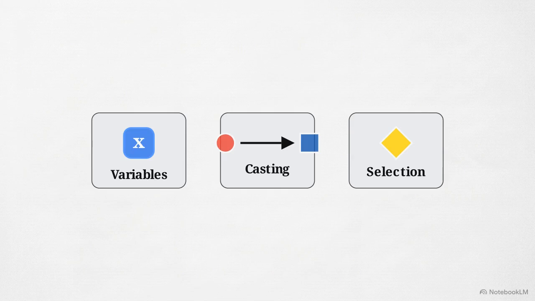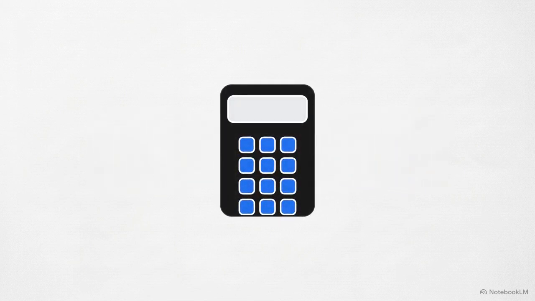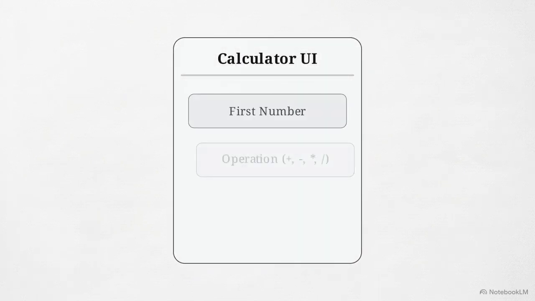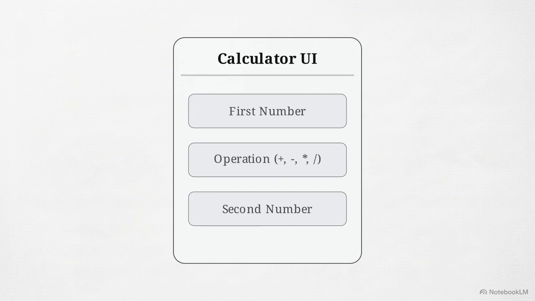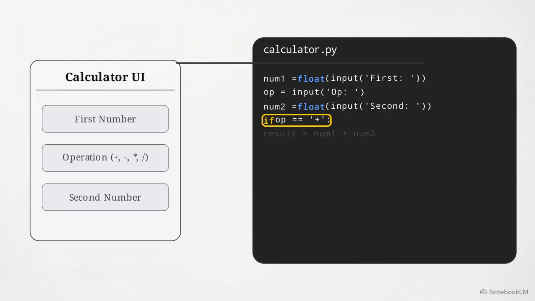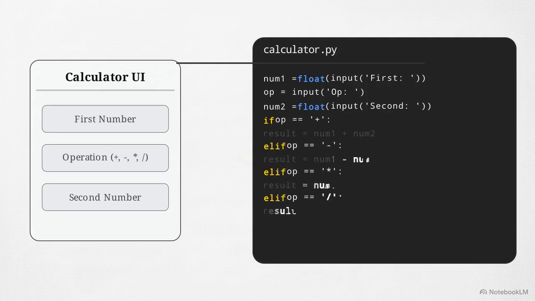Now we combine variables, casting, and selection into a single project, a multi-operation calculator. This interface shows our required inputs, the first number, the mathematical operation, and the second number. This time, instead of casting our numbers as integers, we wrap them in the float function so our calculator can correctly process inputs with decimal values. We then build a chain of conditions. An initial if statement checks if the operation string is a plus sign to perform addition, while a series of elif statements checks for subtraction, multiplication, or division.